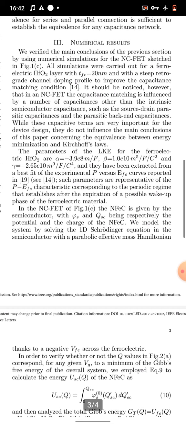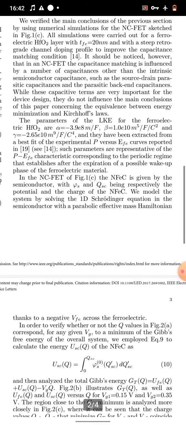The parameters of LKE for the ferroelectric HfO2 are alpha equal to minus 3.9 E 8 meter per farad, beta equal to 1.0 E 10 meter^5 per farad per coulomb squared, and gamma equal to 2.65 E 9 in the same units. They have been extracted from a best fit for the experimental V versus E_FE curves, representative of the P-E_FE characteristics corresponding to the periodic regime that establishes after the expiration of a possible wake-up phase of ferroelectric materials.